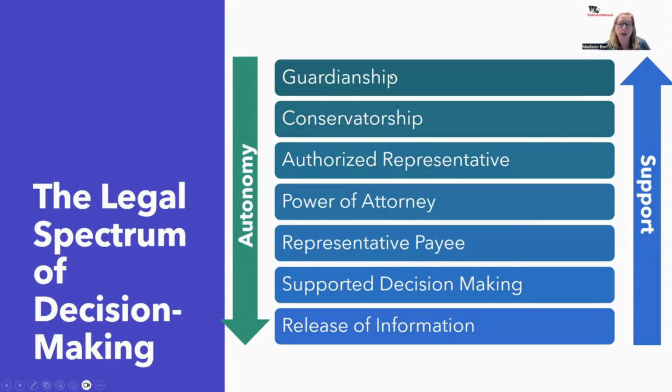So guardianship would be the most sort of dependence and support, all the way down to just a simple release of information so that you can understand what drug your kid is on or something like that. And just get the information when you need it, or when your child is having a seizure, right? So, if they're still having seizures. So we'll talk about each of these.